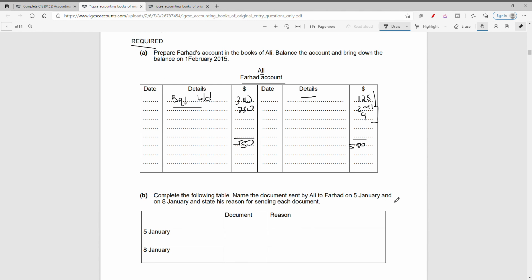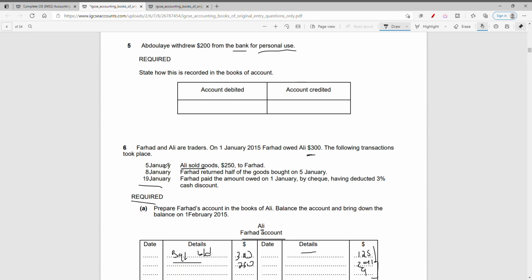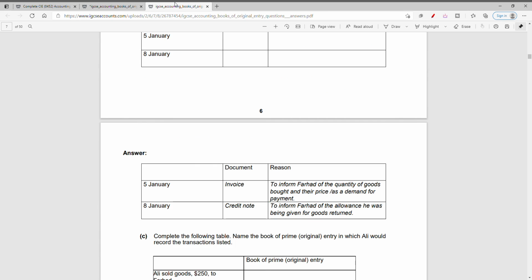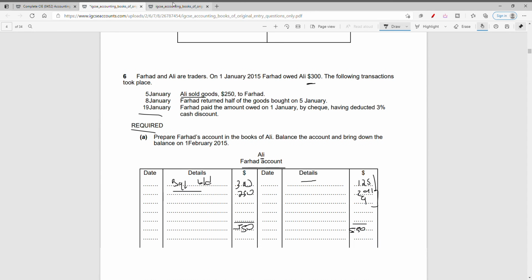So it says complete the following table, name the account document sent by Ali to Farhad on 5th January. So on 5th January, what happens? Ali sold goods. Whenever you sell goods, you send an invoice, okay? And why would you want to send an invoice? This is basically to inform Farhad of the quantity of goods bought and their price and demand. So you're just informing them. That's why we send an invoice.